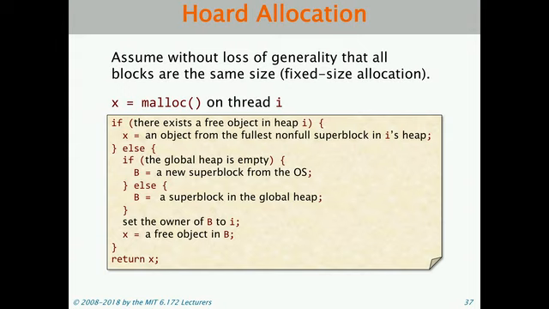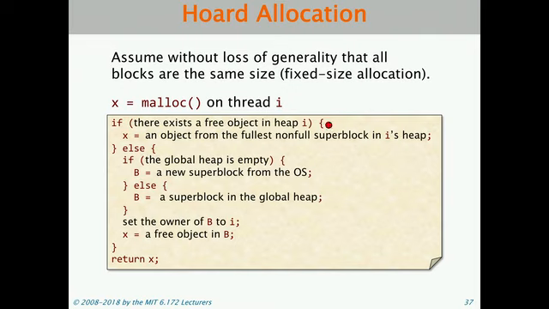Let's just assume without loss of generality that all the blocks are the same size, so we have fixed size allocation. Let's say we call malloc in our program, and let's say thread I calls the malloc. What we're going to do is check if there's a free object in heap I that can satisfy this request. And if so, we're going to get an object from the fullest non-full superblock in I's heap.